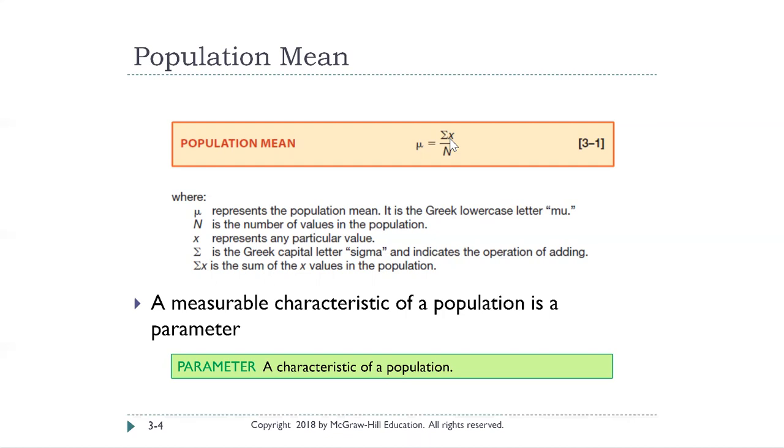So this is a measurable characteristic of a population, and we call these things parameters. So these are like population parameters. Like these are like truth. Like the population average height of people in Econ 225. I can take all of your heights, add them up, divide by N. That's like the population parameter, right?